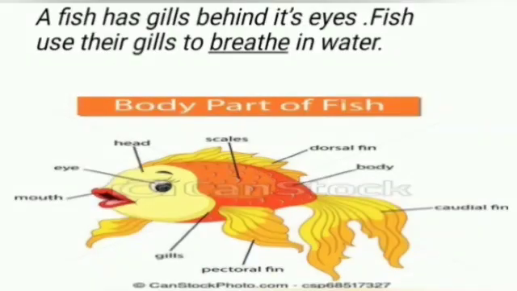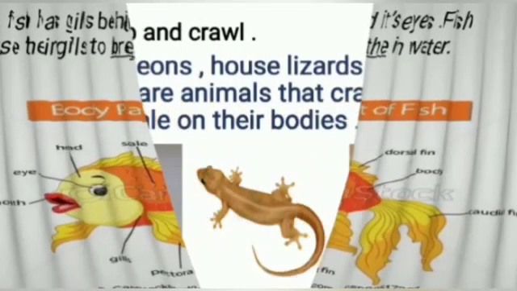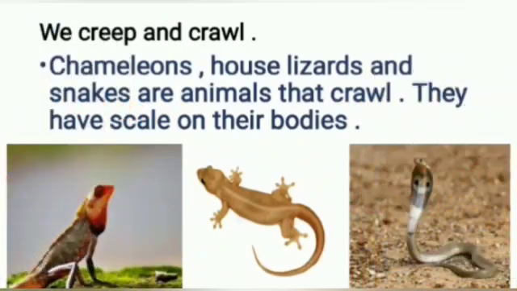Students, the next classification is about the animals which can crawl and creep on the ground. Dear students, we know about chameleons, house lizards and snakes. These animals can crawl on the ground. They have scales on their body. Like a fish, chameleons, house lizards and snakes have scales on their body. Students, they live on the land and a snake can live in the water also.